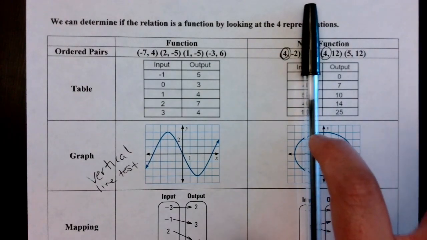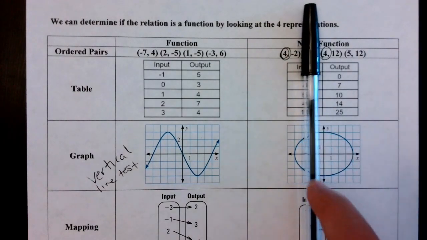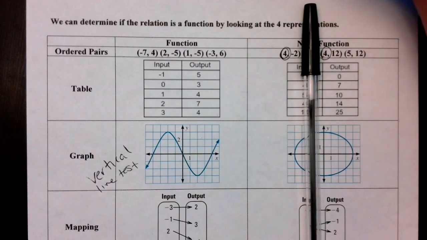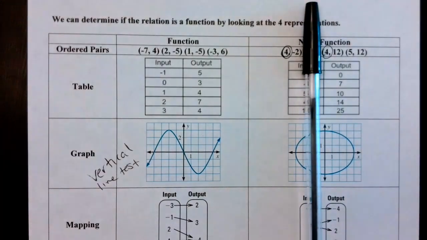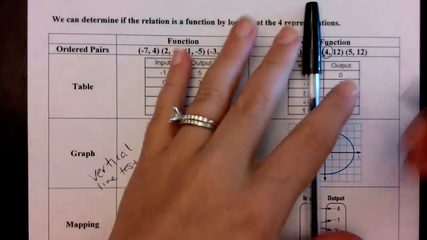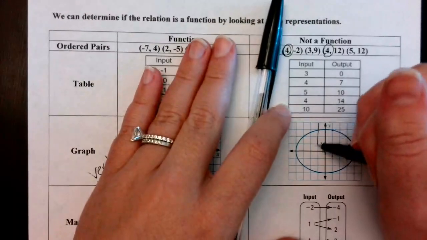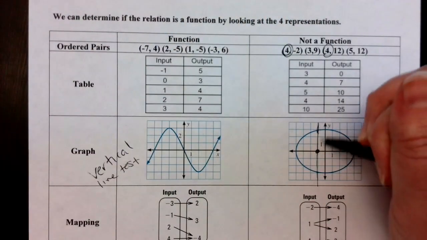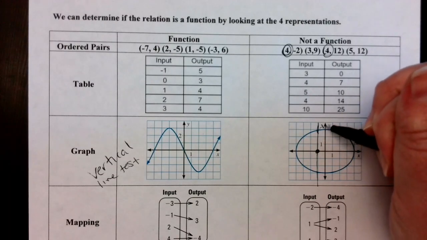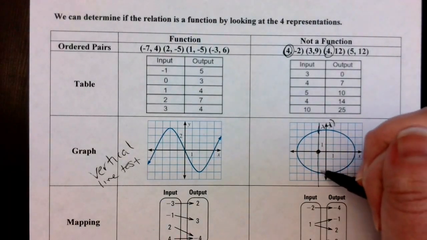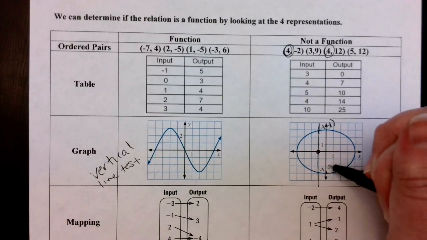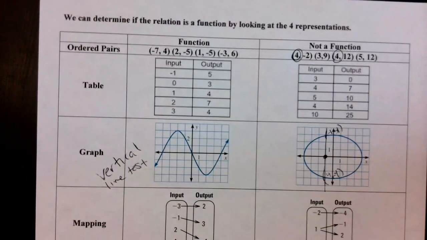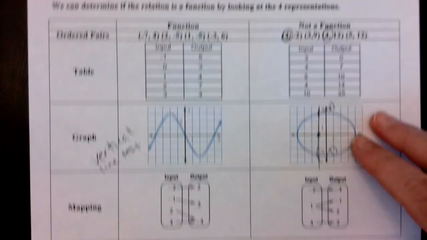This function, or this relation, has two of the same x values for a y, so that is why it's not a function. And let's repeat that again. If I draw a line right here, this x, which is -1, corresponds to that 4 and corresponds to that -4. So you can't have two of the same y's. Okay.